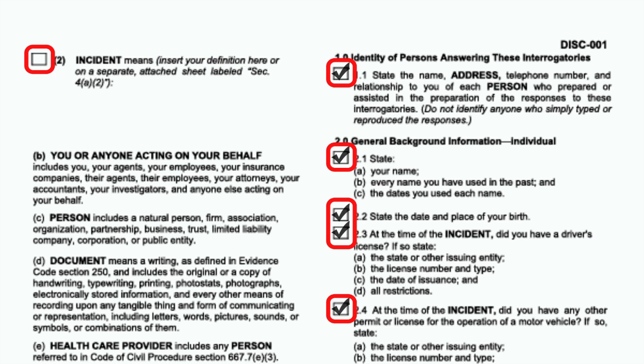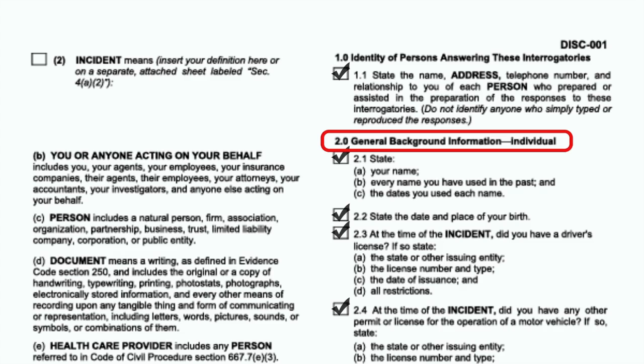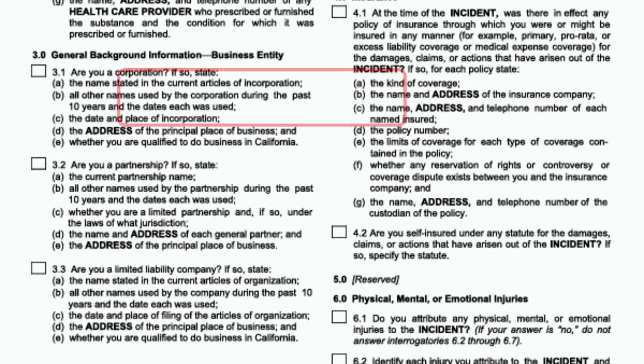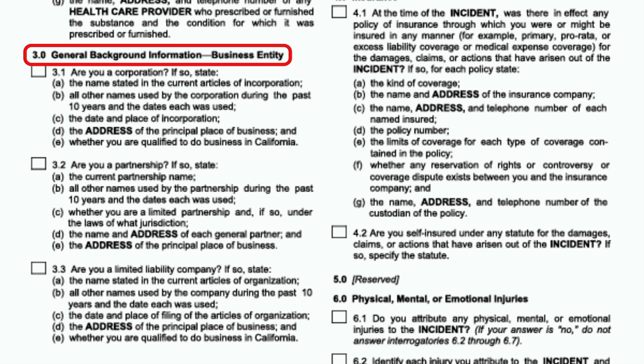For example, if you're an individual, then the questions are going to probably be marked along 2.0 because that's for individuals. And the questions in 3.0 are not going to be marked because that's for business. So look carefully at the box and only respond to those questions. Now, oftentimes, because this form is 8 pages long and it's small print, people get a little concerned about how to do this. It's not very difficult.